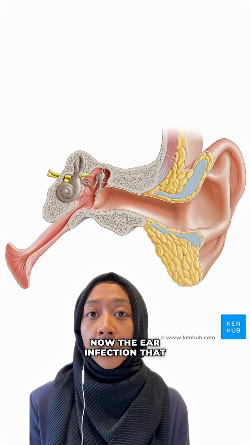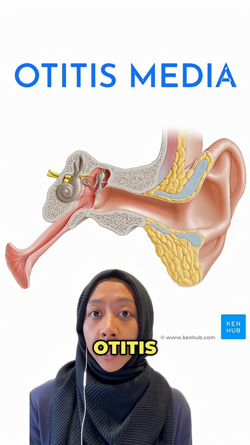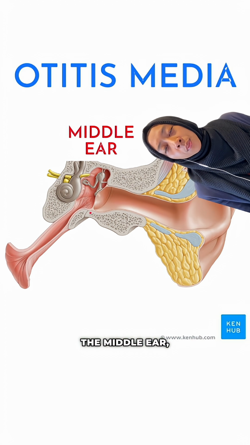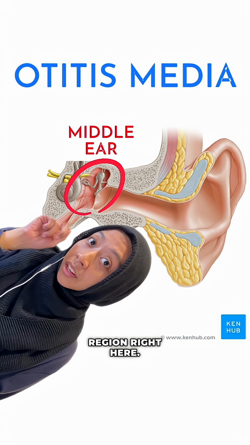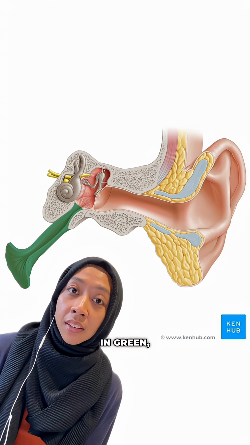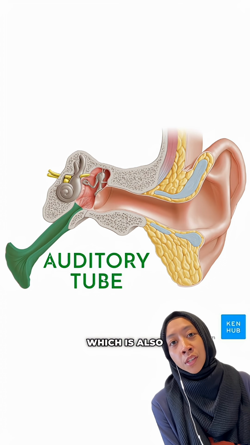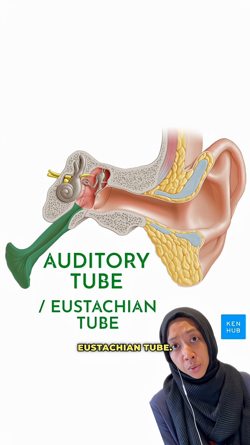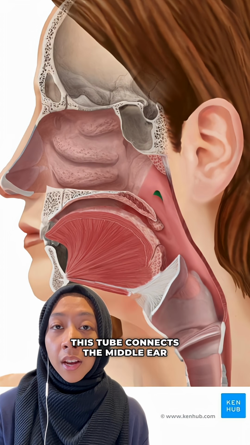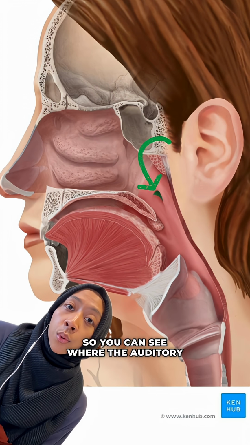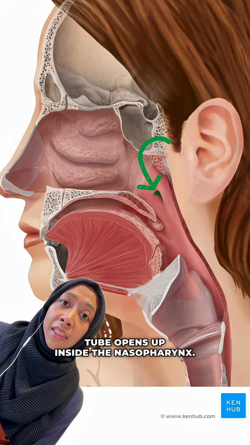Now, the ear infection that we're talking about specifically is otitis media, which is an infection of the middle ear, which is this region right here. And right here highlighted in green, you can see the auditory tube, which is also called the eustachian tube. This tube connects the middle ear and the nasopharynx. So you can see where the auditory tube opens up inside the nasopharynx.